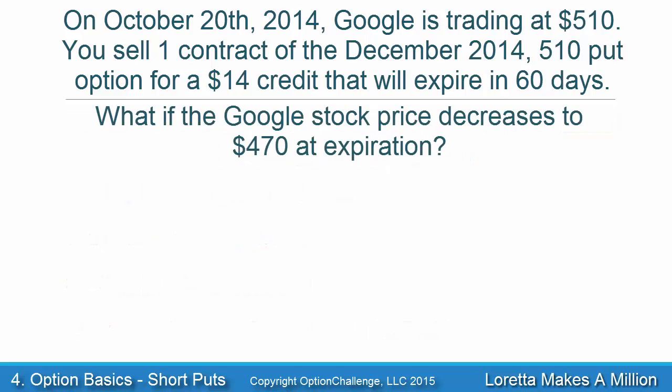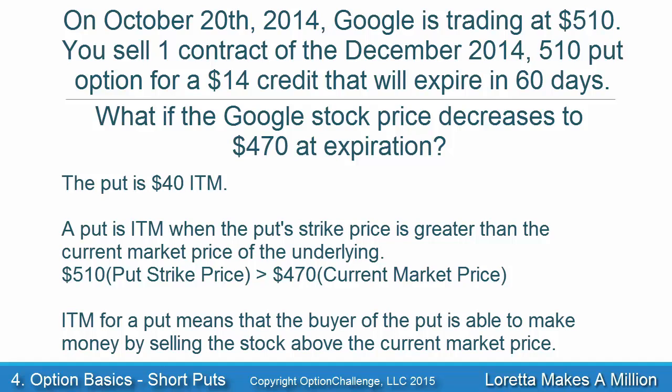Question: what if the Google stock price decreases to $470 at expiration? The put is $40 in the money. A put is in the money when the put strike price is greater than the current market price of the underlying.